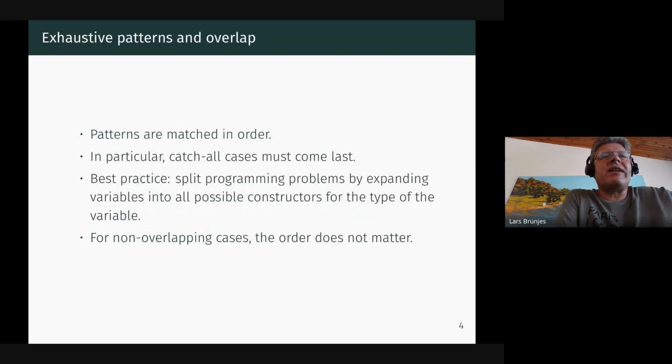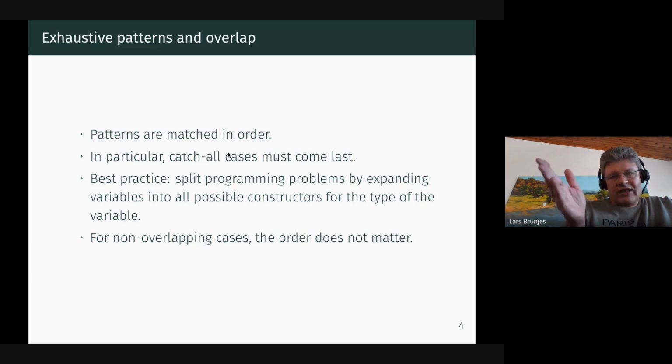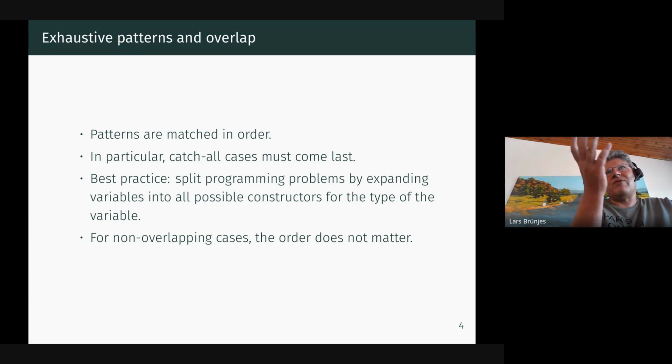I also already explained that when it's evaluated, it starts at the first equation, top to bottom. It looks at the patterns and tries to match them, and as soon as it finds a matching pattern, it uses that equation and stops searching for more. That means if you have a catch-all case, like just an underscore that matches everything, this must be the last equation. Because if it's the first, it would always match everything and the other equations would never be looked at.